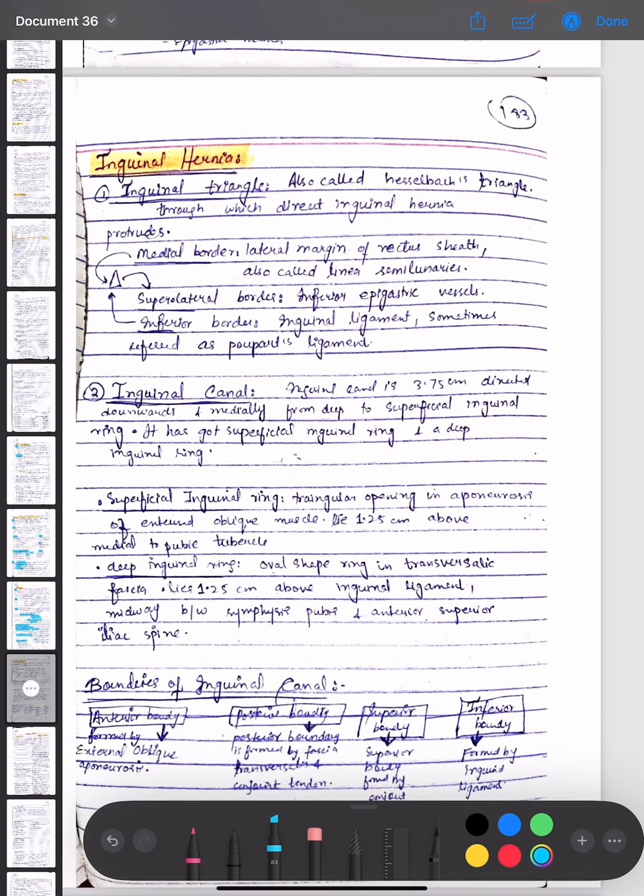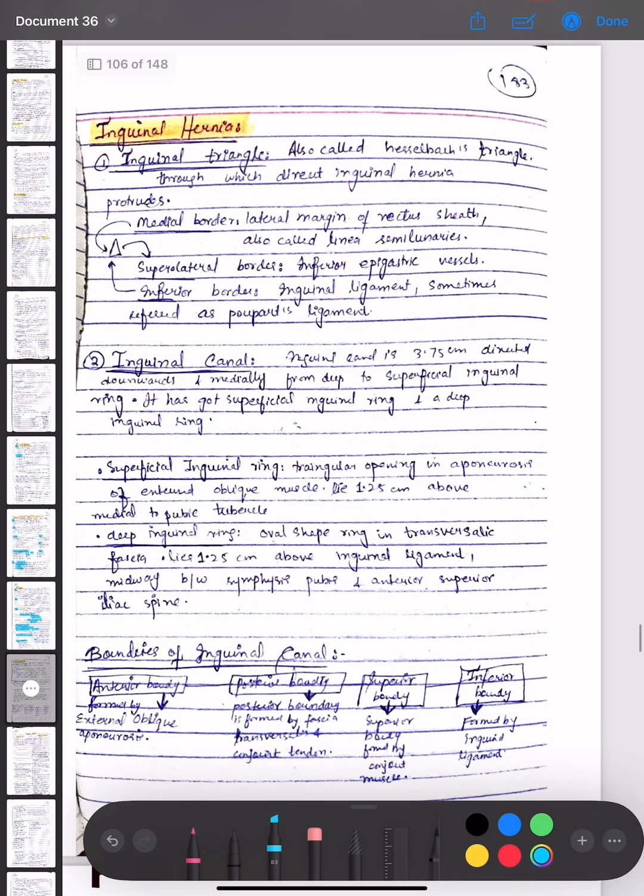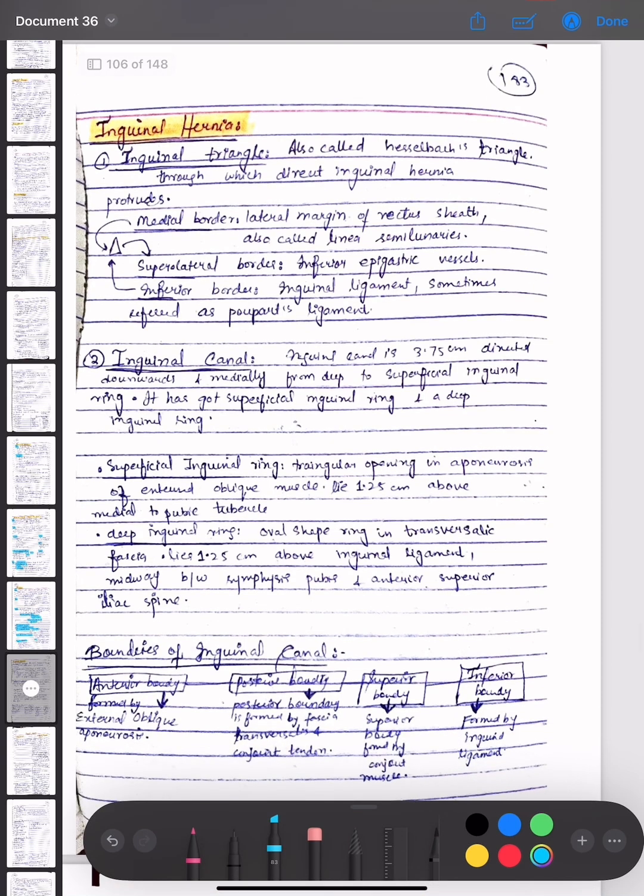For inguinal hernia, first we will discuss the anatomy. We have the inguinal triangle, also called Hesselbach's triangle, through which a direct inguinal hernia protrudes. It consists of a medial border, superolateral border, and inferior border. The medial border is the lateral margin of the rectus sheath, also called linea semilunaris. The superolateral border is the inferior epigastric vessels. The inferior border is the inguinal ligament, sometimes referred to as Poupart's ligament.